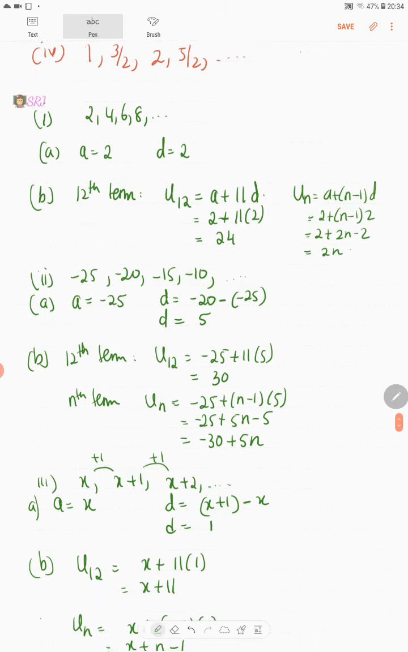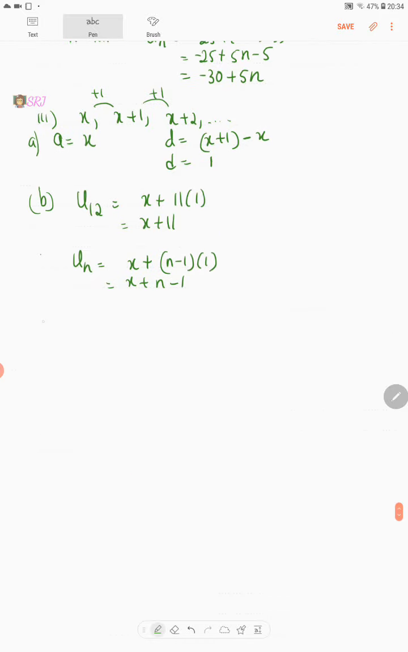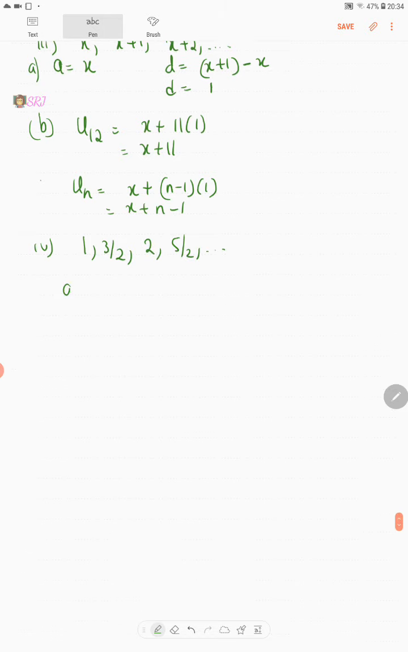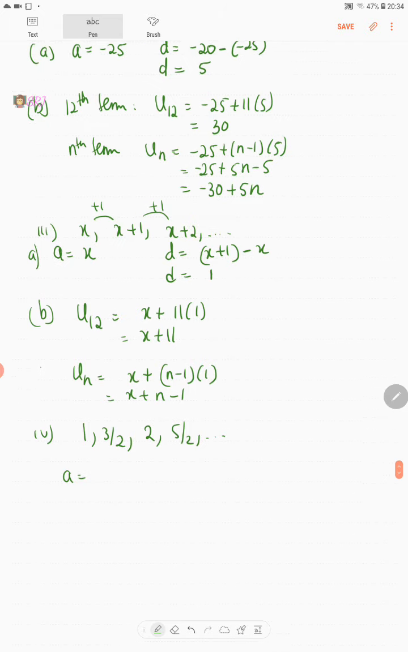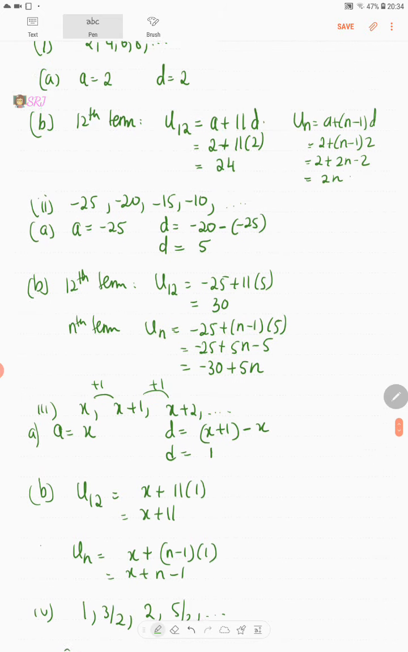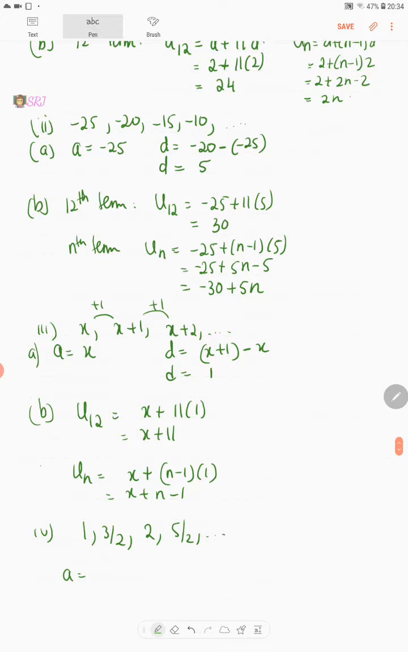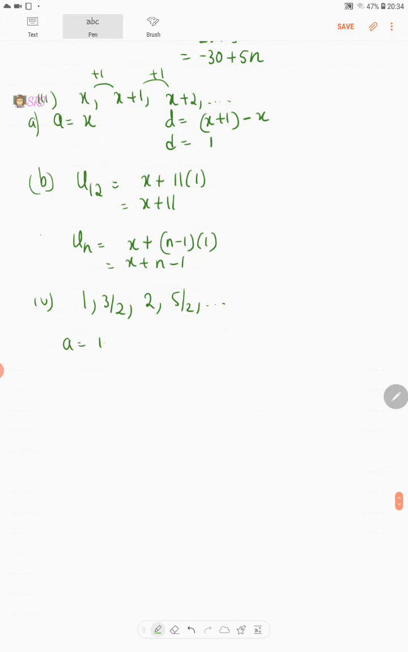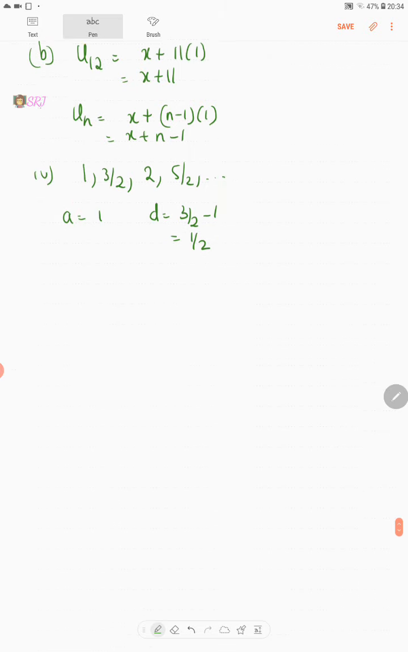And then fourth one, we have 1, 3 over 2, 2, 5 over 2. So the first term is 1. The common difference is 3 over 2 minus 1, which is half.